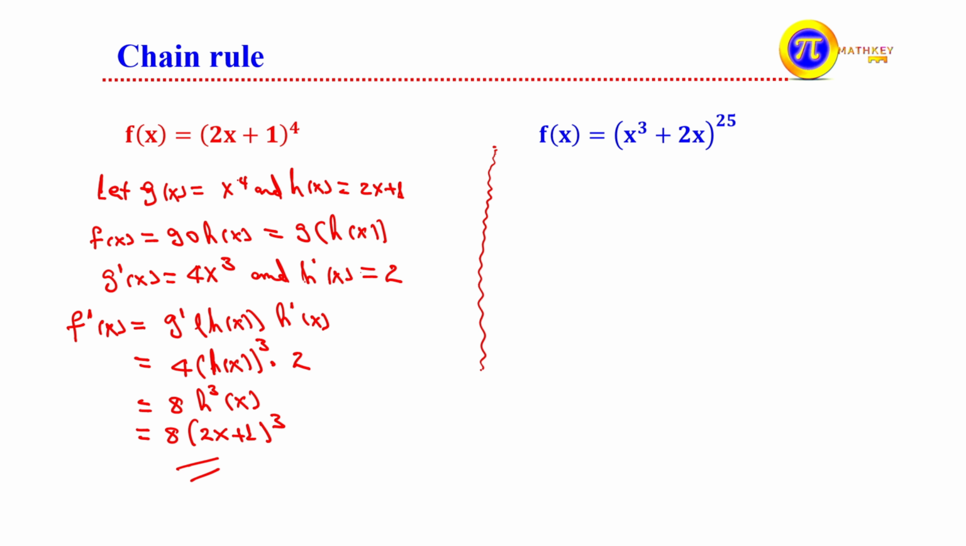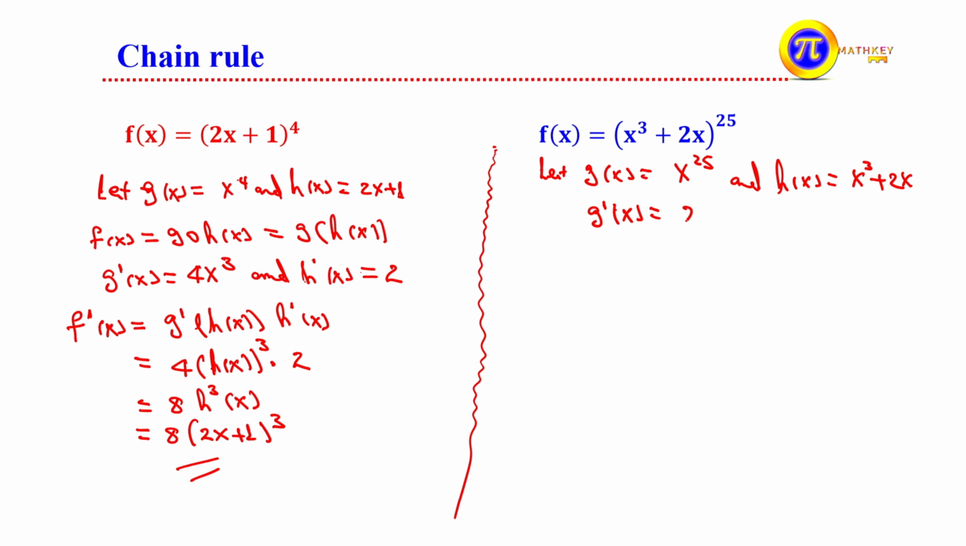Similarly, when we consider the second one, that means f of x is equal to x cube plus 2x to the power of 25. Again, we can say here also, let g of x be equal to x to the power of 25, taking the total power, and let h of x be equal to the inner one, x cube plus twice of x. So g derivative at x is 25 times x to the power of 24, and at the same time h derivative at x, since it is a polynomial, is equal to 3 times x to the power of 2 plus 2.